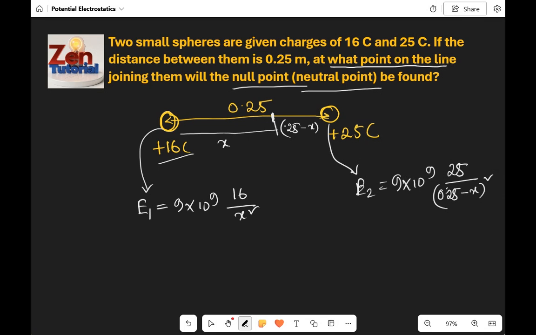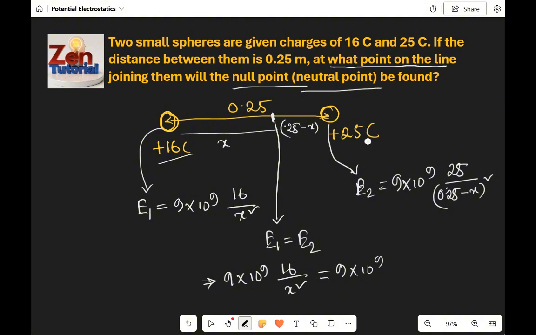And at the null point, of course, the net electric field is 0. It means E1 is equal to E2. Now plug in all these values here. So this is 9 into 10 to the power 9, 16 over x square, equals 9 into 10 to the power 9, 25 over 0.25 minus x whole square.